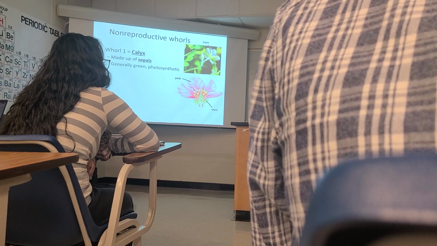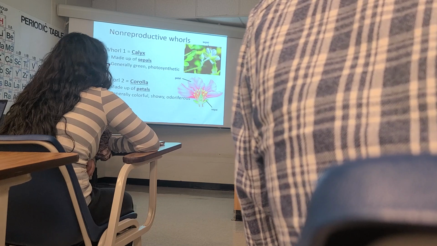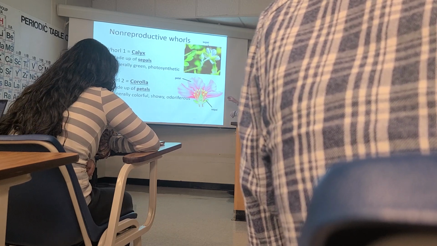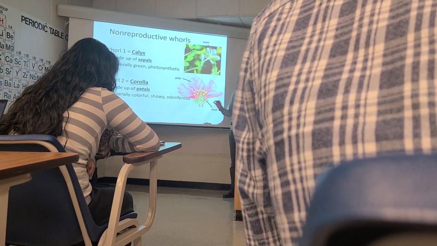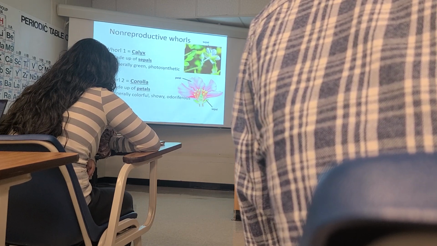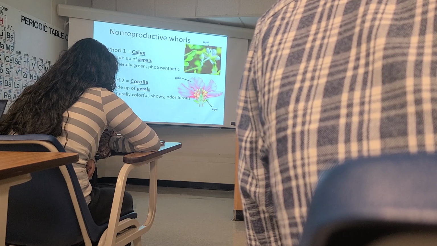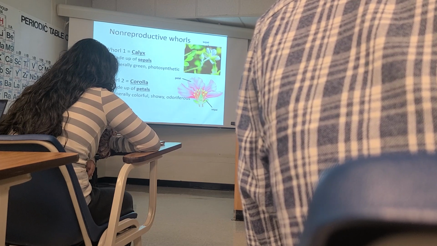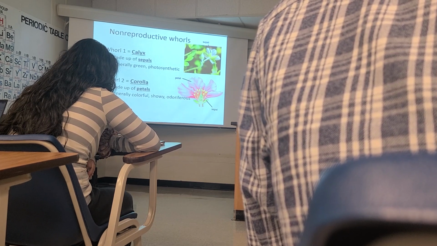So that's our first whorl. The second whorl are the petals. That's the next layer in, and we collectively refer to those as the corolla. Generally speaking, if this is something that's animal pollinated, it's going to be fairly colorful, showy, odoriferous. It's going to have rewards, like nectar, for example, that's going to attract those pollinators in.